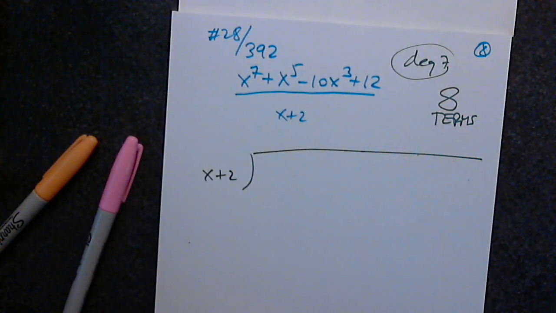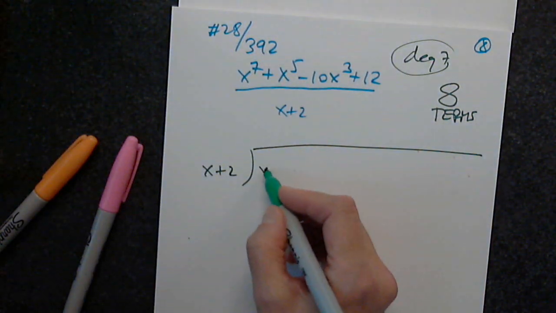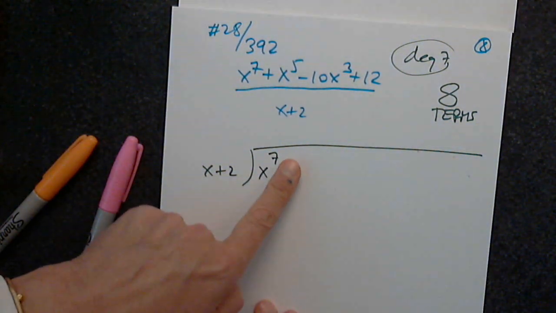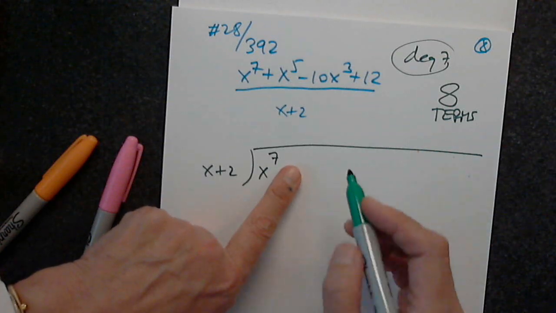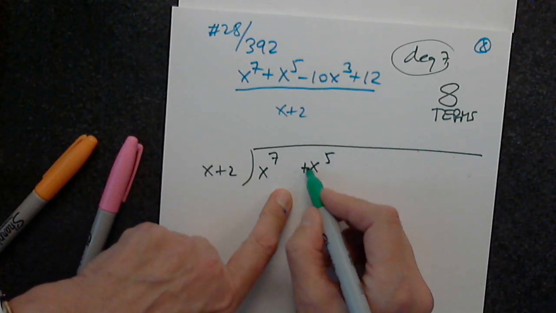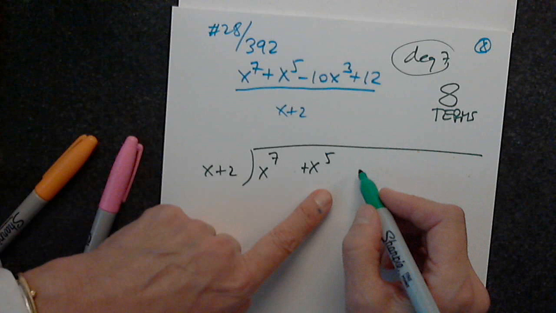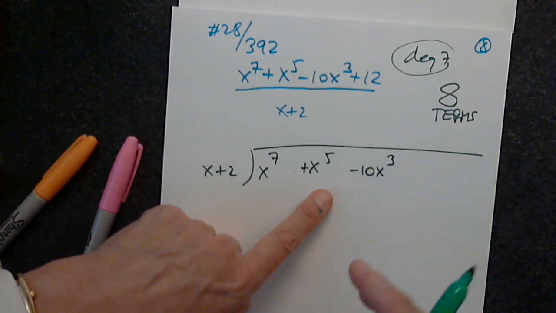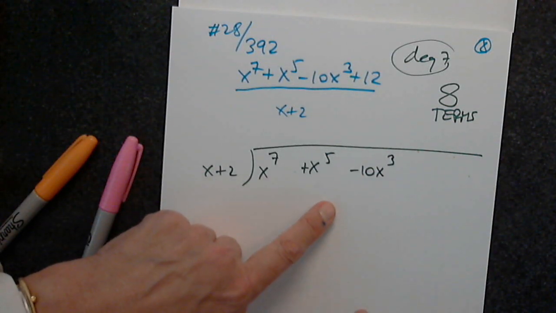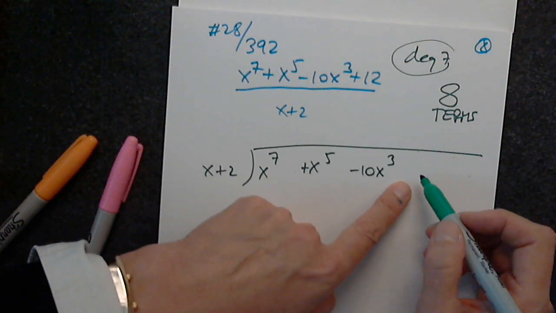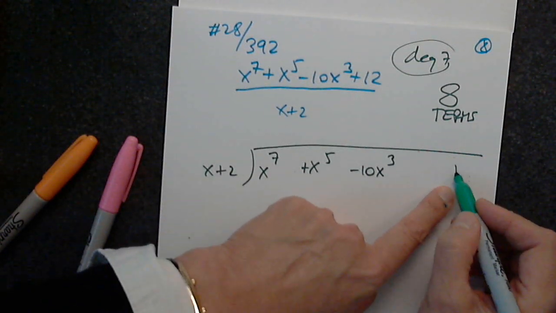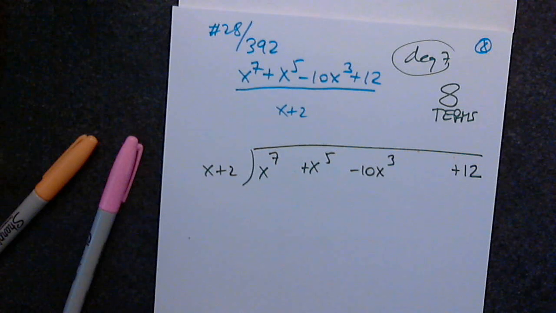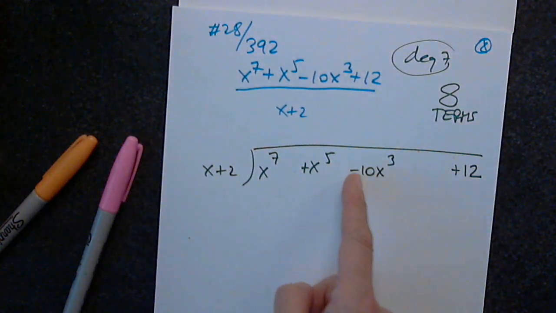And yes, they're both in descending order. So x to the 7th is there, but x to the 6th is not. Leave some space. X to the 5th is there, but x to the 4th is not. Leave some space. Negative 10x cubed is there. X squared is not. X is not. So at the end, plus 12. So 4 missing terms. 1, 2, 3, 4.